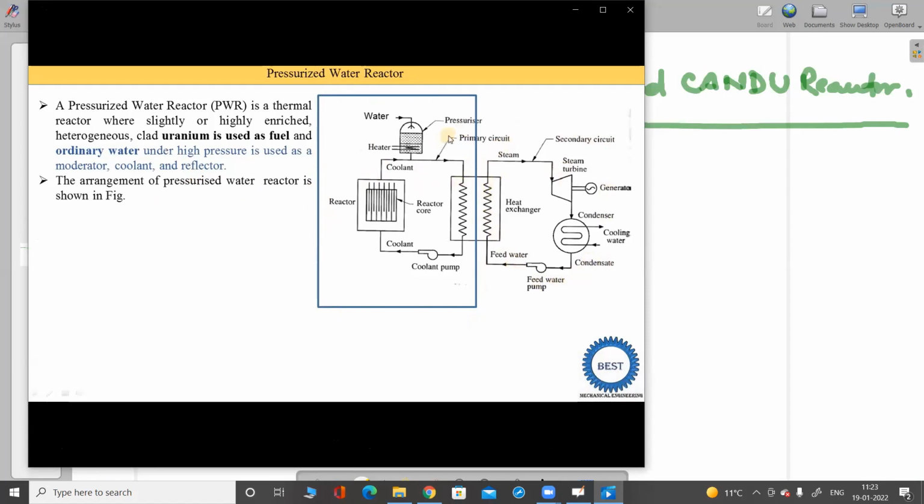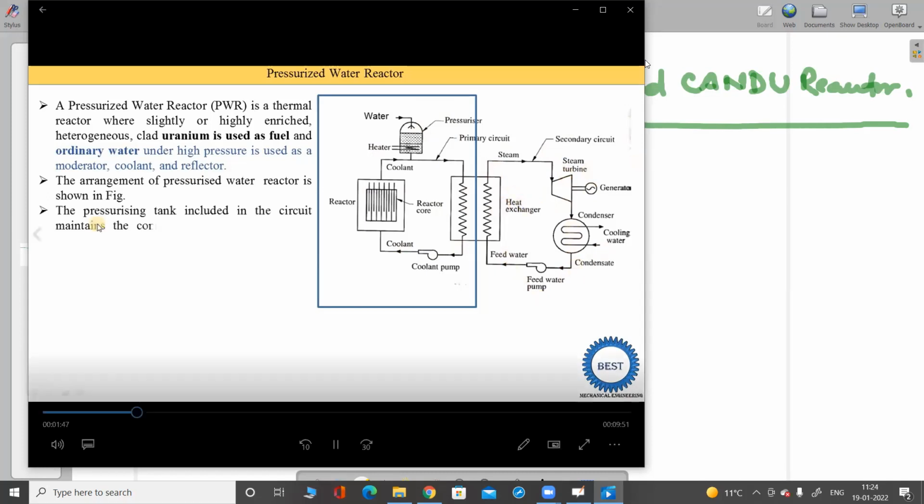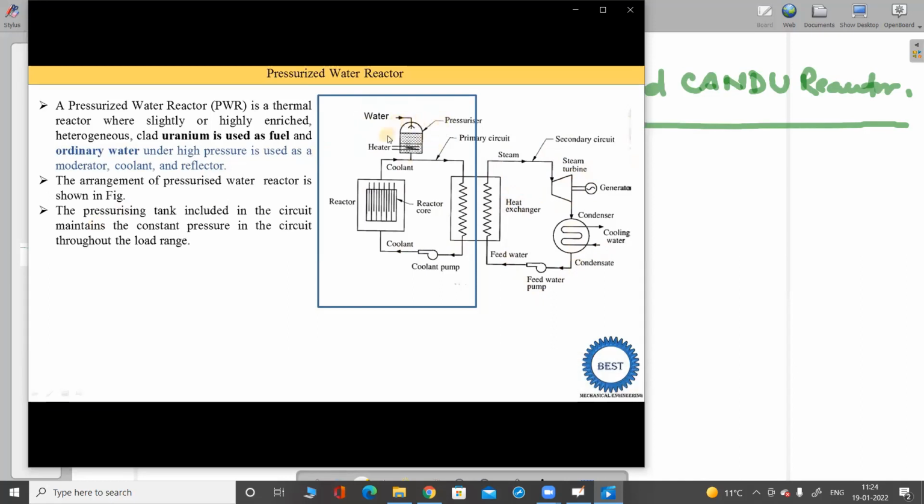Okay. And in this primary circuit, what are the components there? First one is this reactor. These are the pressurizer, and this is the heat exchanger and this coolant pump. This is the secondary circuit, that is the steam turbine, condenser, pump, and these heat exchangers. Why is its name given pressurized? Because this pressurizer is used in this primary circuit. That's why its name is given pressurized water reactors.